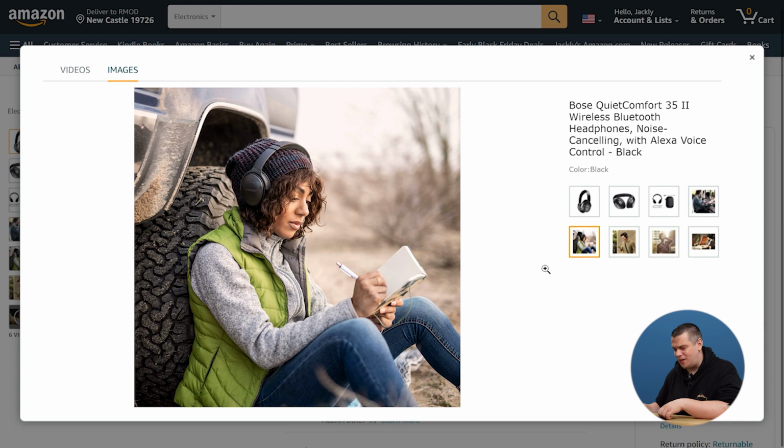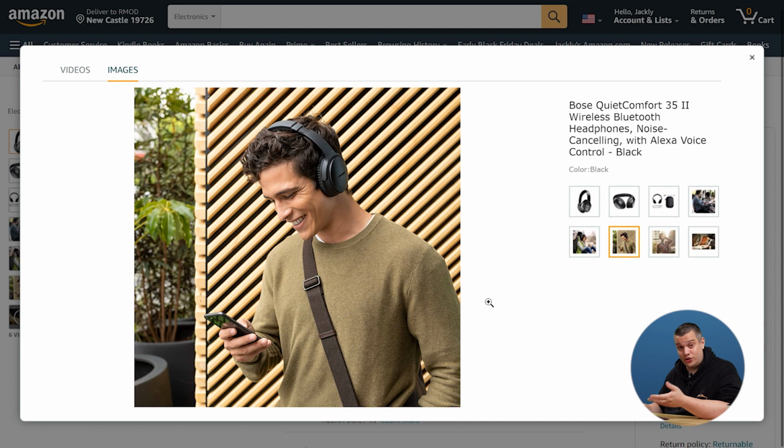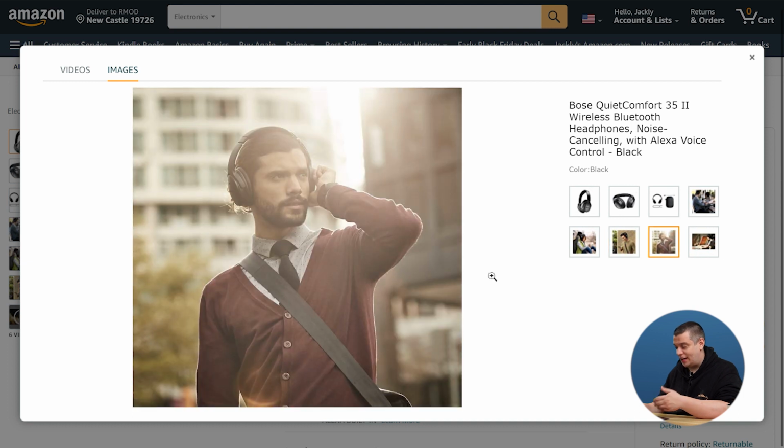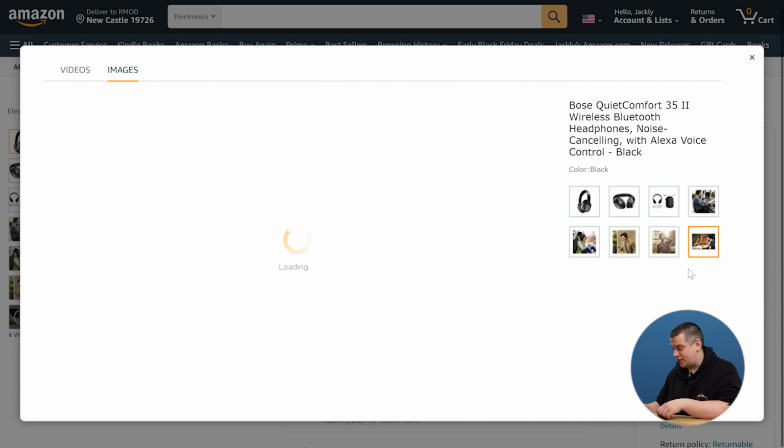Look at that. Maybe not the most realistic one, but it's pretty, right? And there we got it again. Someone using their phone to listen to stuff wirelessly. That's exactly what you want to show. Just easy. Let's check the next one. Again, this is more like a model shot. This is probably a proper model because, I mean, this is Bose after all. And check the last one.